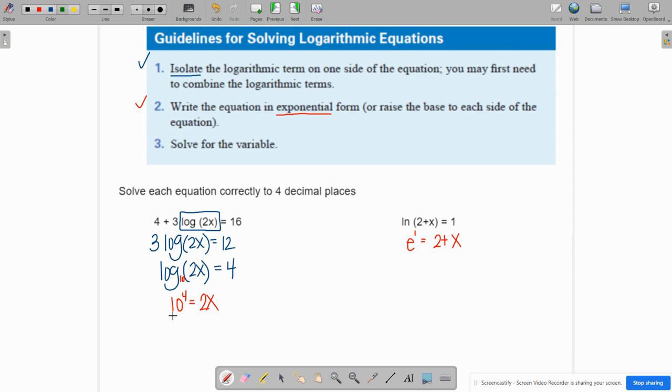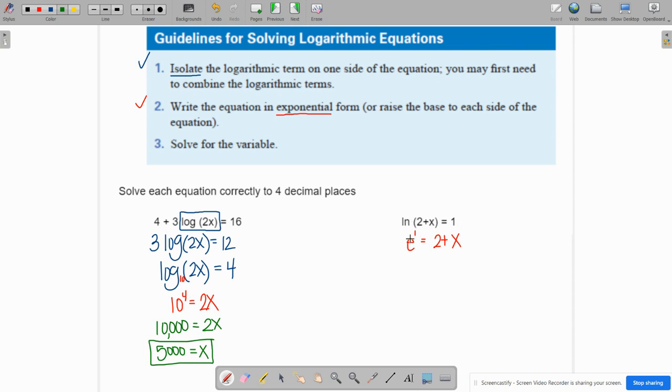So 10 to the 4th, remember that is a 1 followed by 4 zeros, so that is 10,000 equals 2x. Dividing both sides by 2 will isolate x, so 10,000 divided by 2 would be 5,000. So our first answer would be 5,000.